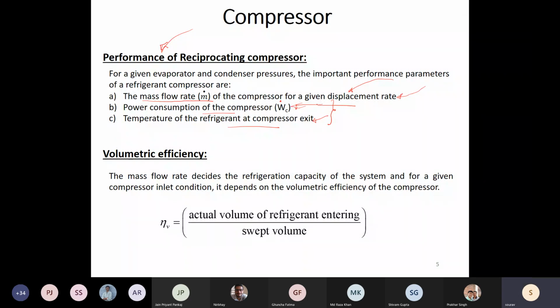So the type of compressor will also decide what the losses are. But since we are just focusing on the reciprocating compressor, we'll restrict all our discussions to this. Now, the most important aspect when you discuss a compressor is what mass flow rate it will deliver. And this is very important while sizing any system.